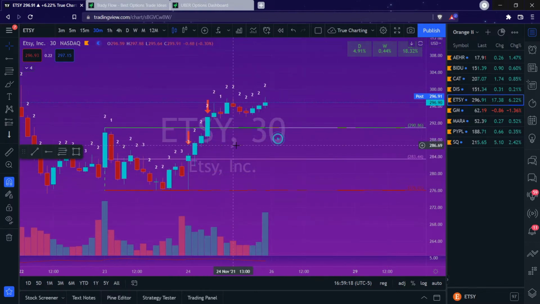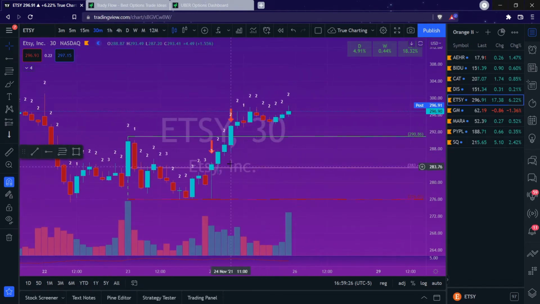Then we get our second entry right up here, if you didn't enter down here. And on this one we get our break, right? We know there's momentum here. We get our break above our line. We get a close above 290. We're entering at 293, and in the first candle we get 3 points.